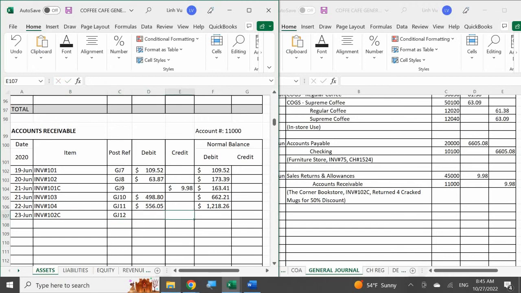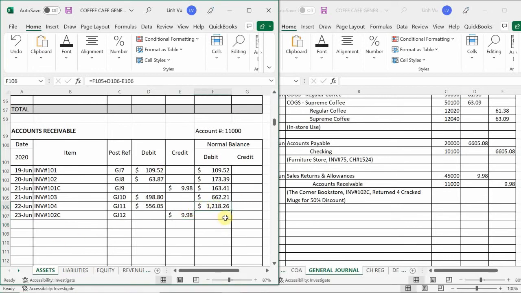And we're going to credit $9.98. So how much do all my customers owe me in grand total? What's my account balance for my accounts receivable? 1,208.28. Good. So then what should come next?